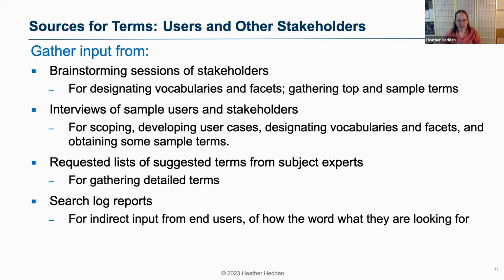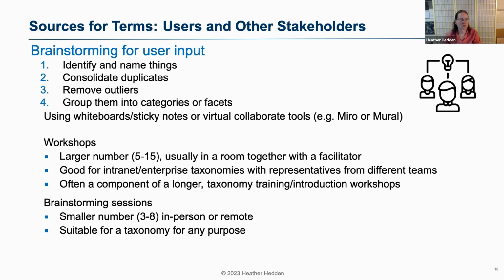Then a requested list of suggested terms from subject matter experts. And I've done this too. This is a good way of also coming up with terms from users. And finally, search log reports. I do this very often. So this is sort of an indirect input from users. By looking at what the users have been putting into the search box, these search strings could then be terms added to the taxonomy, or alternative labels, synonyms for others. We go into a little more detail on these.